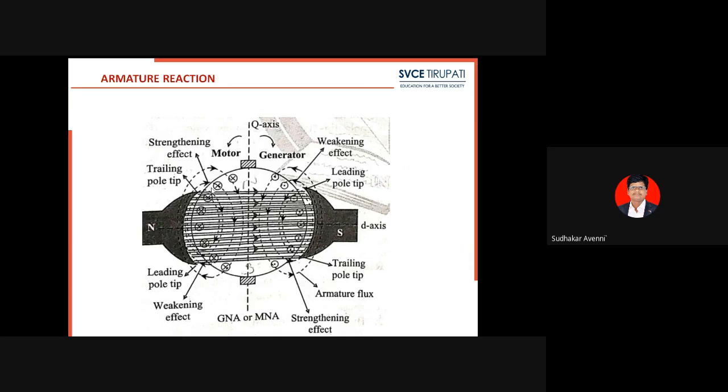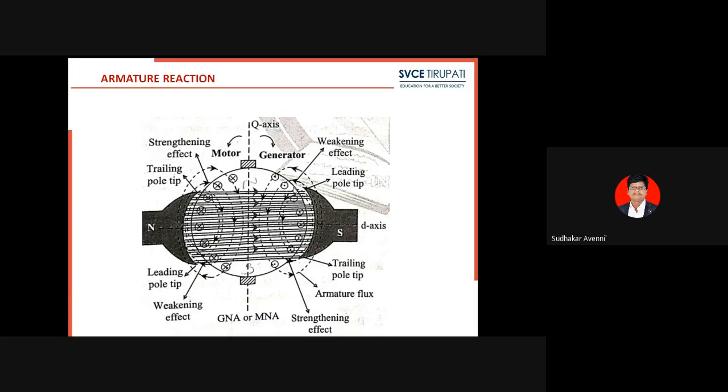Here see, this is the trailing pole tip for generator rotation. This is the leading pole tip for generator rotation. At the trailing pole tip, see the topmost, this armature flux aids the main field flux. Then net flux at the trailing pole tip increases. There will be a strengthening effect on the trailing pole tip.